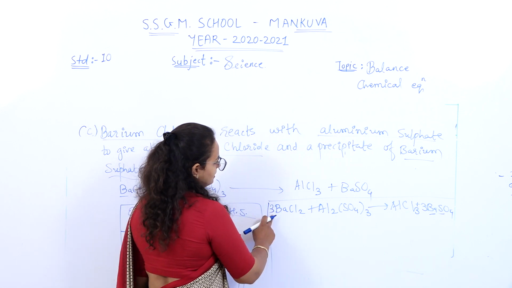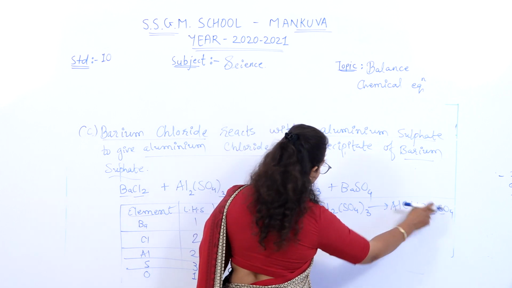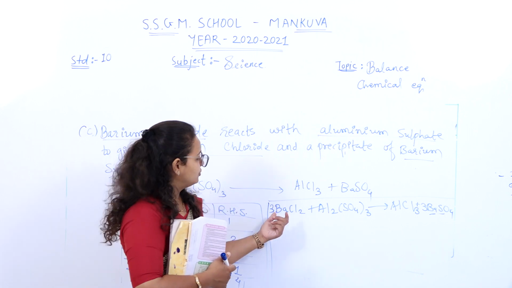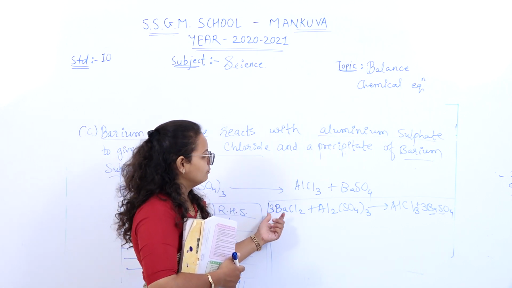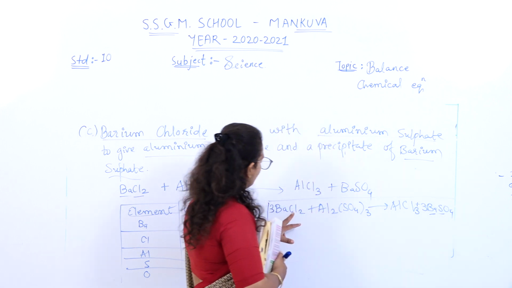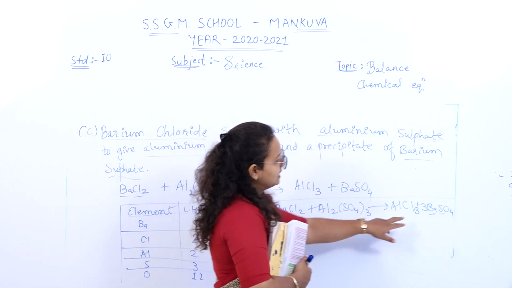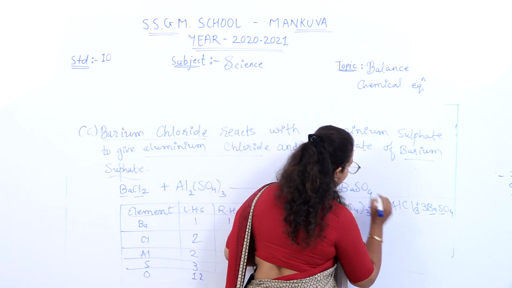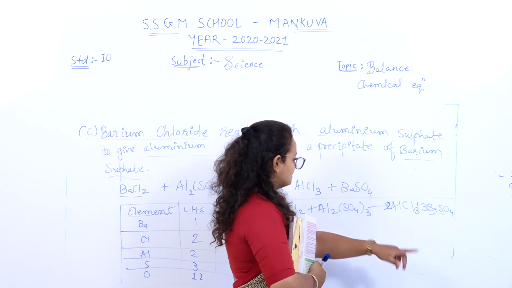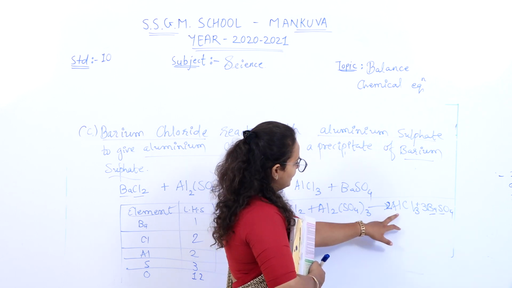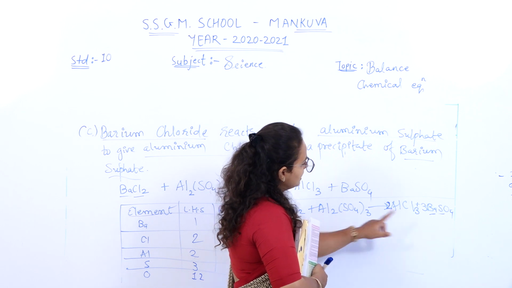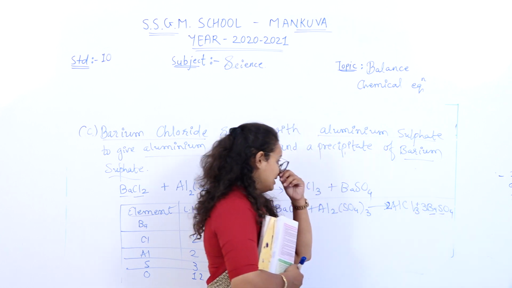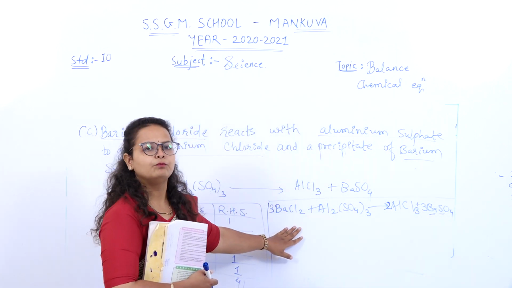I am putting 3. Now again you will see that 3 sulfur are also there. Here 3 sulfur are there. Just check your equation. 3 barium, 3 here. Chlorine, 2 threes are 6. Here only 3. So again you have to make 2. 3 twos are 6. Aluminium 2, aluminium 2, sulfur 3, sulfur 3, oxygen 4 threes are 12, oxygen 12. So this is your balanced chemical equation.